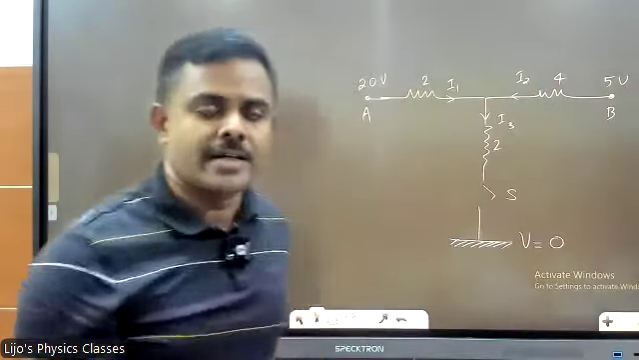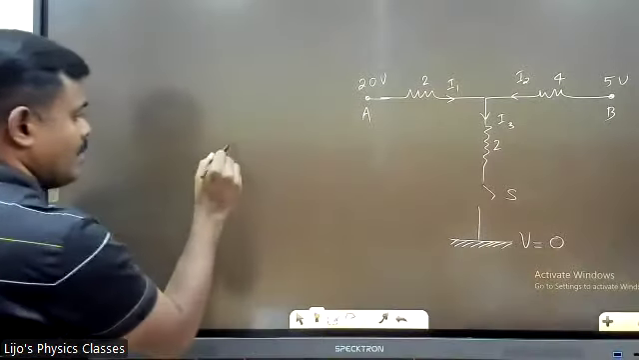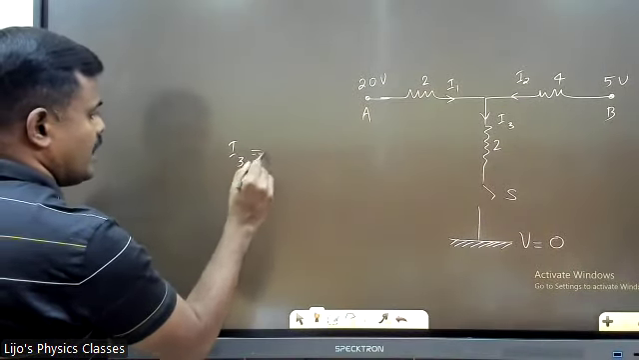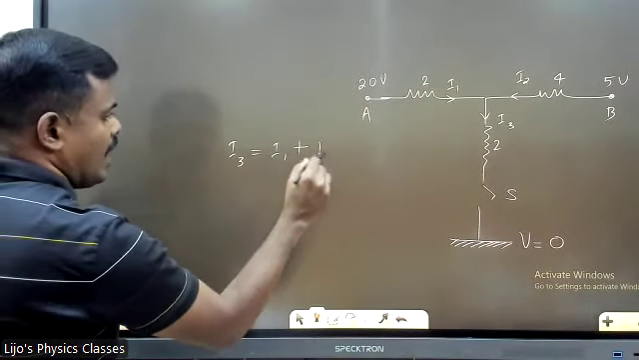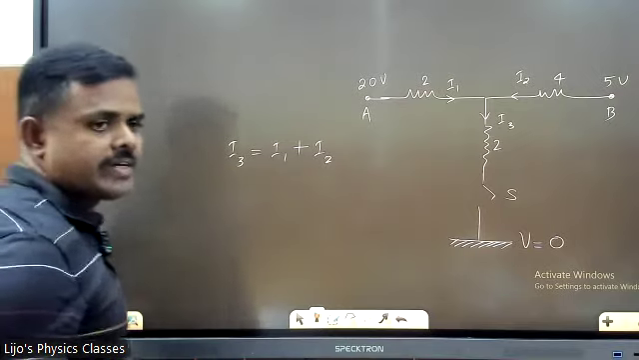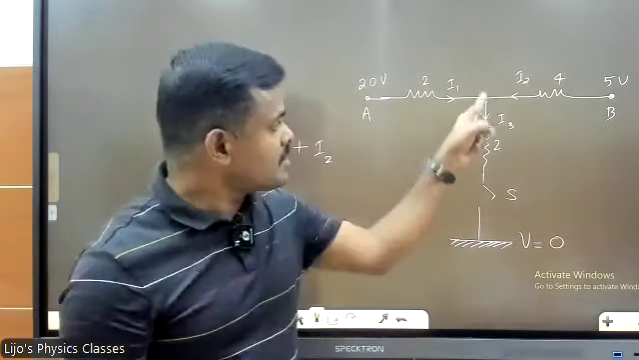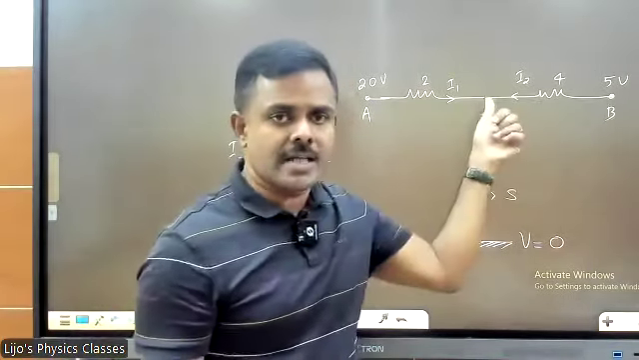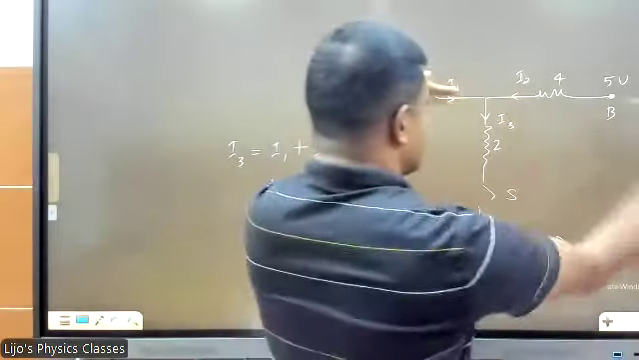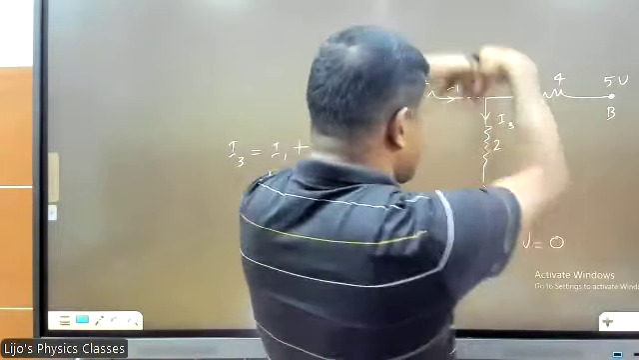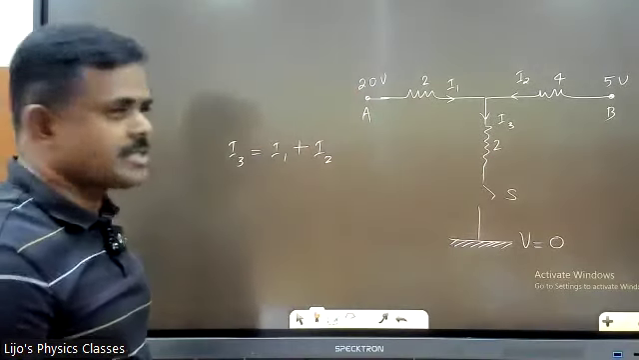Okay, they join together. So tell me, you remember Kirchhoff's junction rule? I3 should be equal to I1 plus I2, or even otherwise it is common sense. This I3 is what? Sum of these two currents, right? This current is coming in, this current is coming in. They join together to become I3. I3 is equal to I1 plus I2.